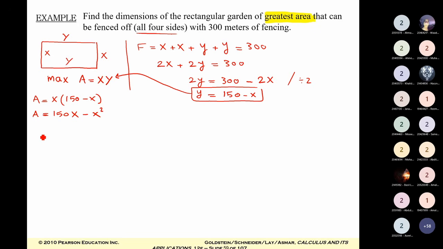So find the stationary point: 150 minus 2x equals 0. So we can obtain 2x equals 150, divide by 2, x equals 75. Okay, this is the only stationary point.